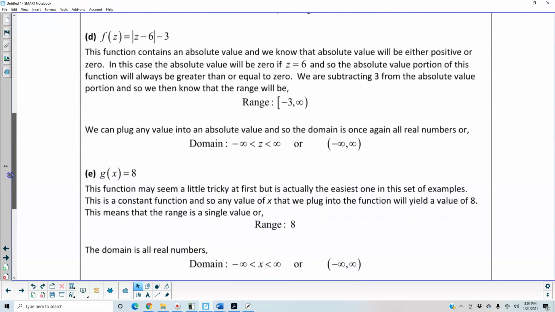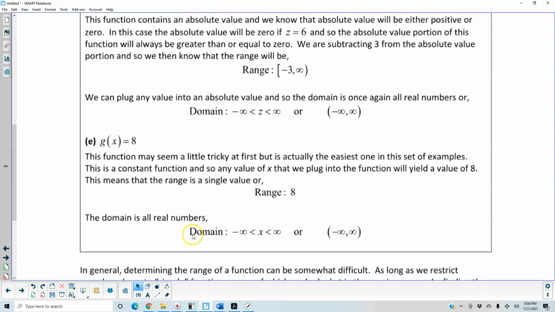Part E. G of x is equal to 8. This function may seem a little tricky at first, but it is actually the easiest one in this set of examples. This is a constant function, and so any value of x that we plug into the function will yield a value of 8. This means that the range is a single value, or the range is just 8. The domain is all real numbers, so it would be left parenthesis negative infinity, comma infinity, right parenthesis.